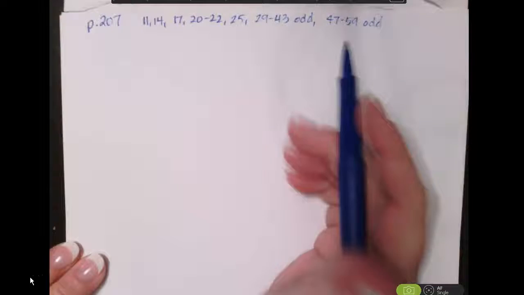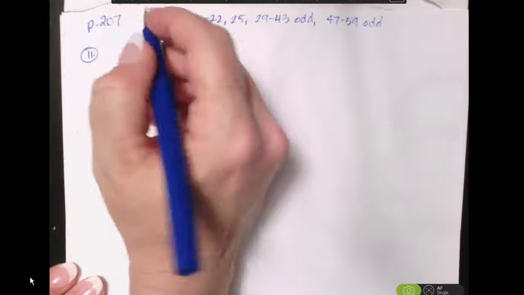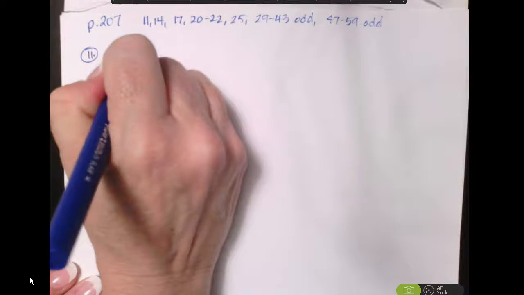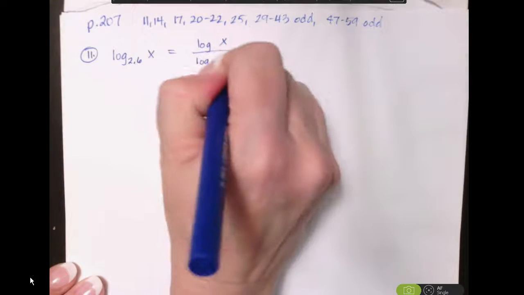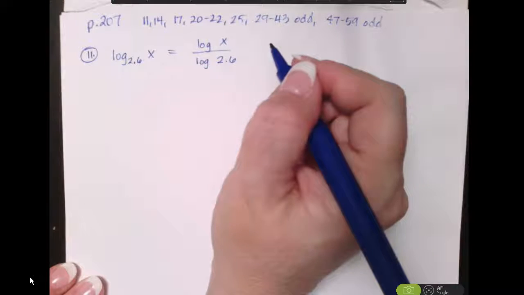We're on page 207 and we are looking at, in number 11, changing the base. So if we have a log base 2.6 of x, we would write that as log of x divided by log of 2.6.